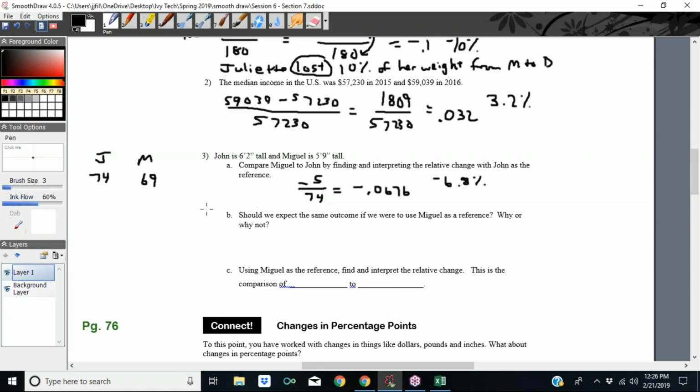Miguel is 6.8% shorter than John. Okay, in that value, because we're comparing to John, it should be shorter than John. We cannot say that John is 6.8% taller than Miguel because we're not comparing to Miguel in this question. So it says, should we expect the same outcome if we were to use Miguel as reference? No, I'll give you that, but why not? What are we doing different if we're using Miguel as the comparison person?